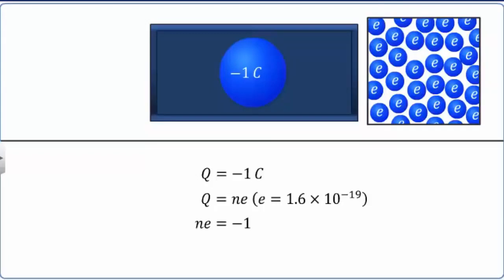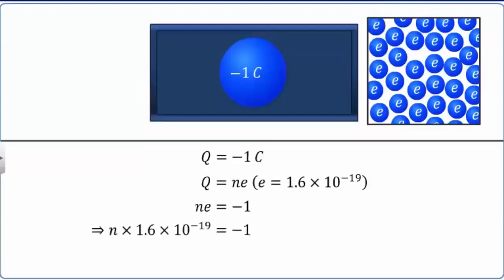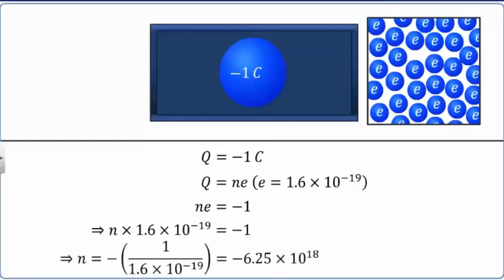Substituting the values of Q and e and simplifying, we have n equal to minus 6.25 × 10^18. Here, n is a negative integer, indicating that the body has gained a negative charge. So, we see that 1 coulomb of negative charge contains 6.25 × 10^18 electrons, which is a very large number of electrons.